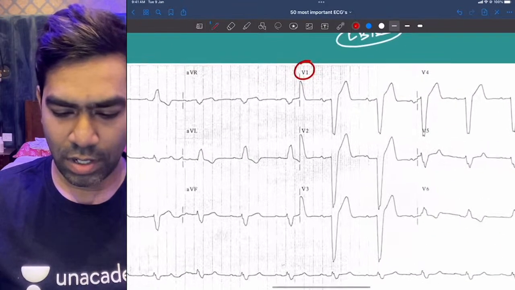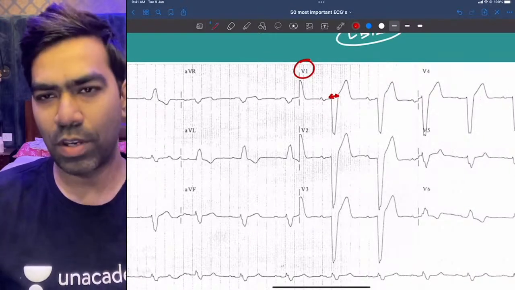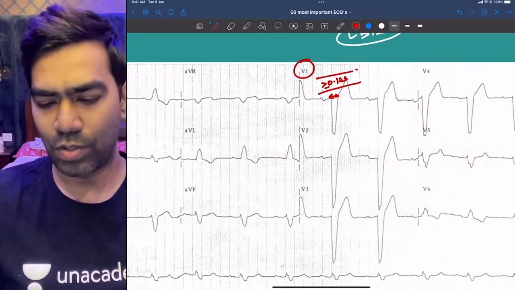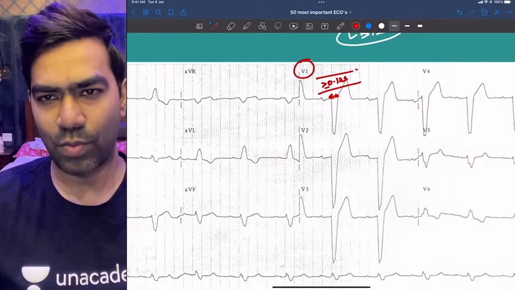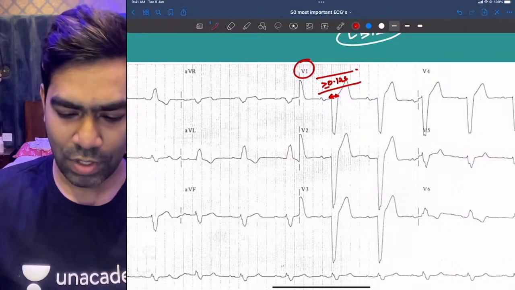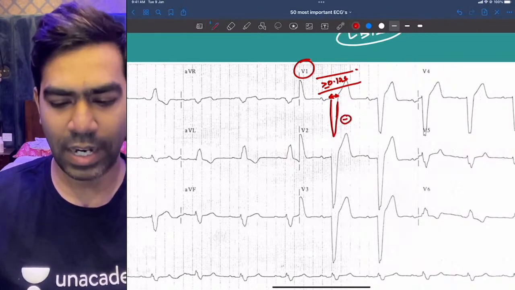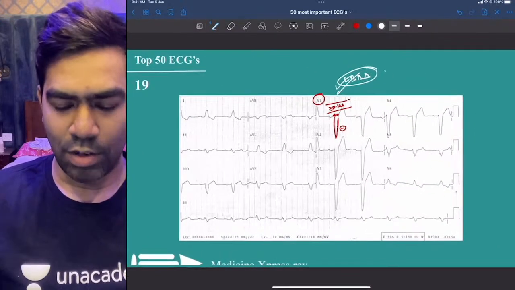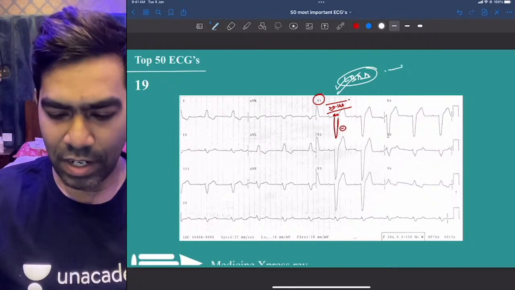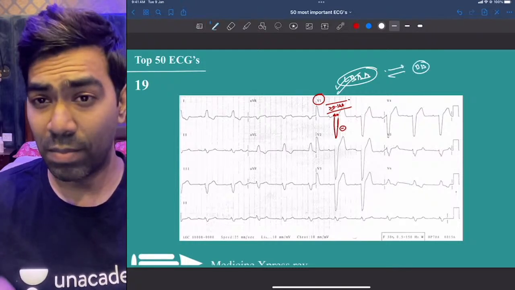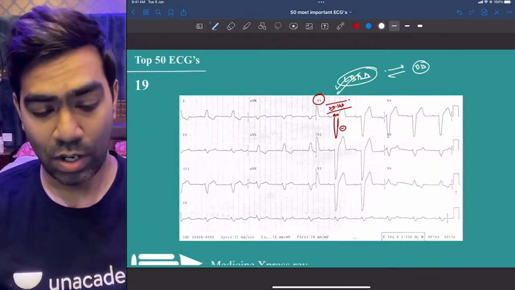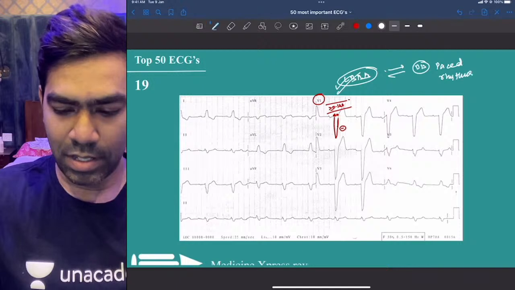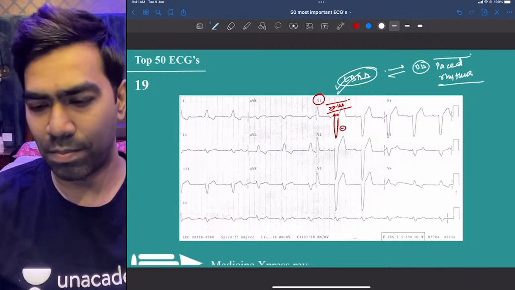In lead V1, if you see a wide QRS, what do you mean by a wide QRS? Wide QRS means your QRS width should be more than or equal to 0.12 seconds, or 120 milliseconds. If that is the case, that is a wide QRS. Along with that, if you see this kind of QS complex, or a predominantly negative complex like this, that is very much suggestive of a left bundle branch block. Remember, there is another very close differential diagnosis for left bundle branch block pattern in your exams. That is paced rhythms, or ventricular paced rhythms.